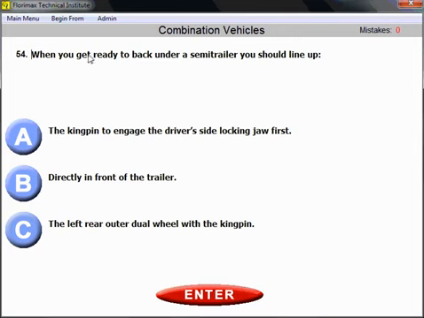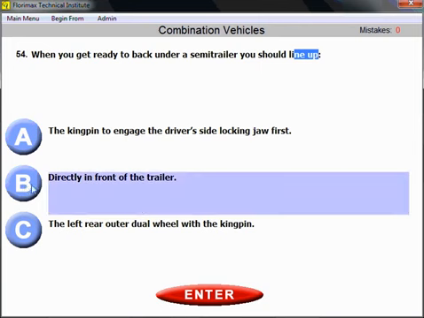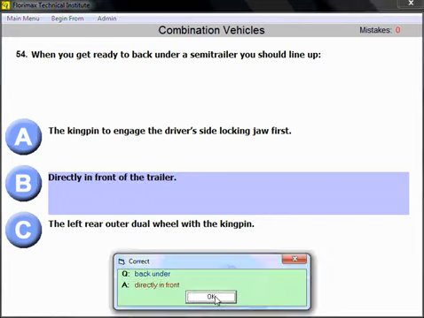When you get ready to back under a semi-trailer, you should line up how? And the answer is obvious. You should line up directly in front of the trailer. No angle is permitted. All right, you should line up directly in front of the trailer. That's the only right position for secure coupling.